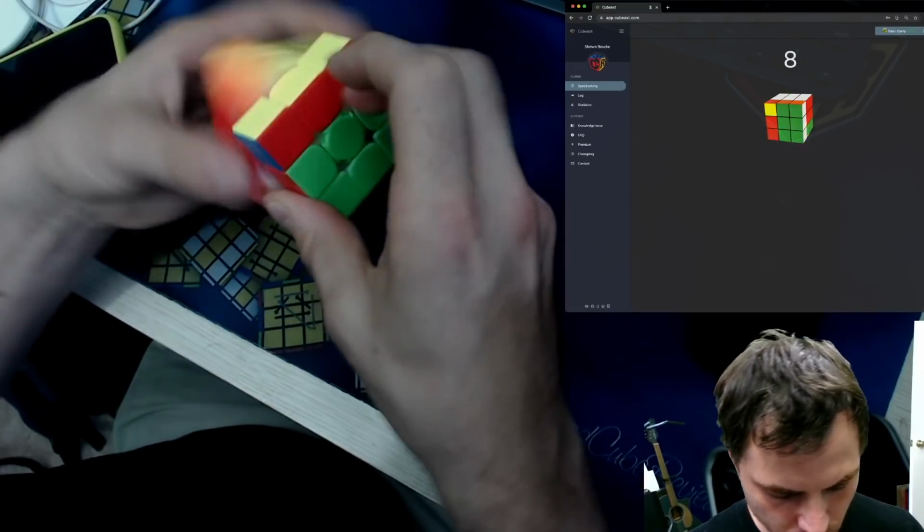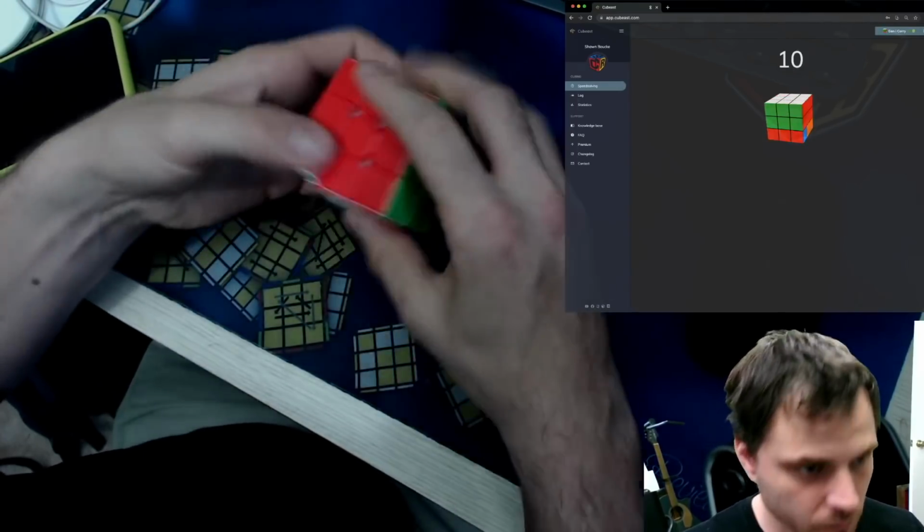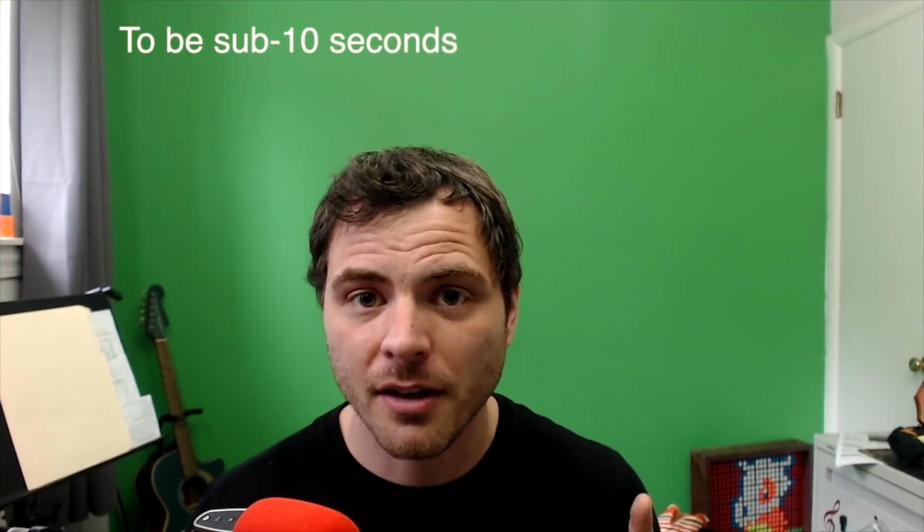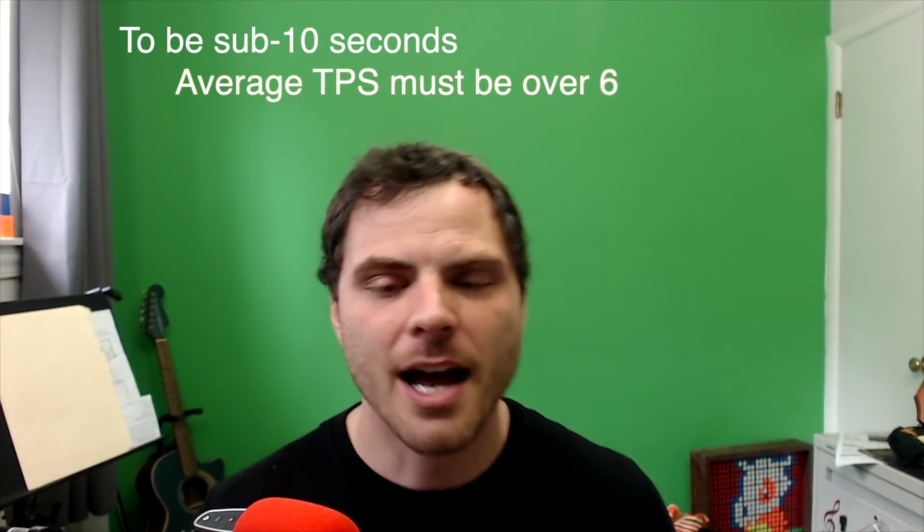And during PLLs, I'm averaging over 10, which is often what some of the top solvers average throughout the whole solve, which is crazy. So the big secret to being sub 10 is having a TPS over 6. How do we accomplish this?